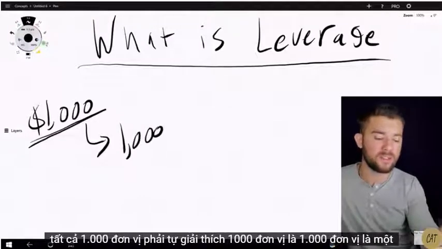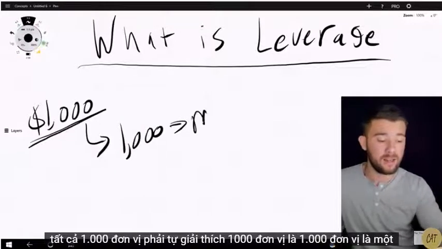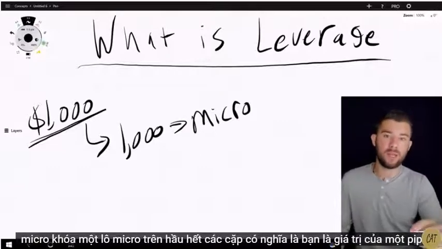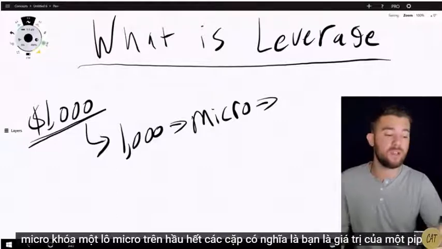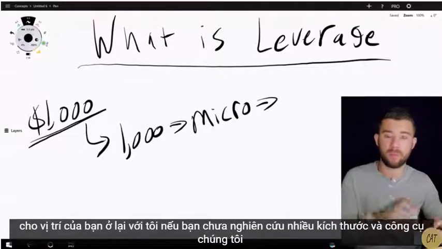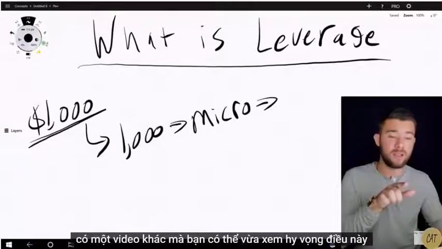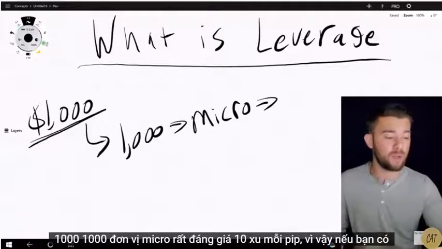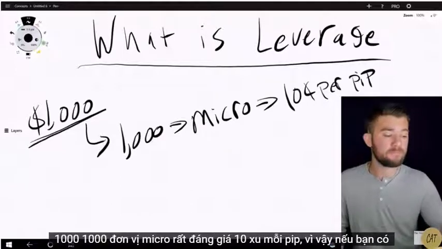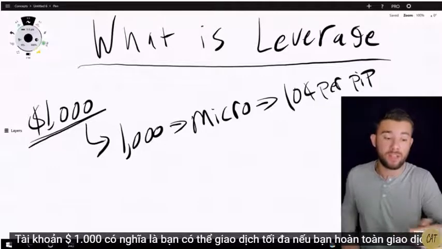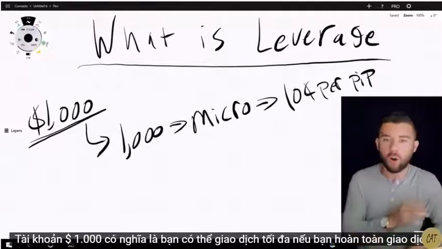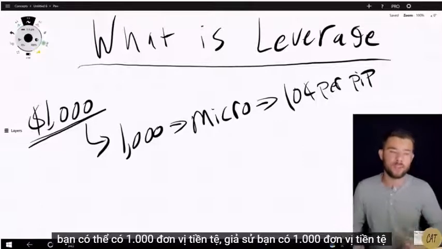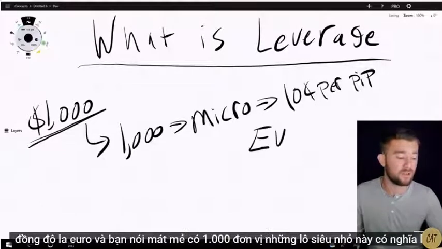Self-explanatory. 1,000 units. What is 1,000 units? That is a micro lot. One micro lot on most pairs determines the value of a pip for your position. Stay with me. If you haven't studied lot size and stuff, we have another video on that you probably just watched, hopefully. This 1,000 unit micro lot is worth 10 cents per pip. Okay, so $1,000 account, that means you can trade at maximum, if you are all in on a trade, 1,000 units of a currency. Let's say you have 1,000 units of the euro dollar.